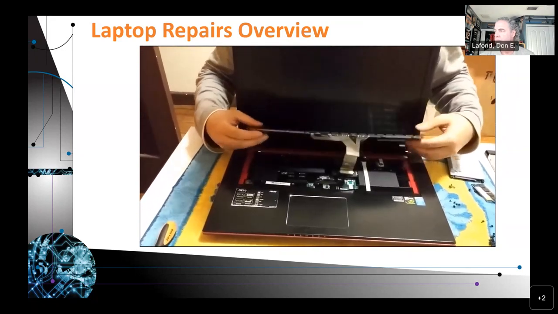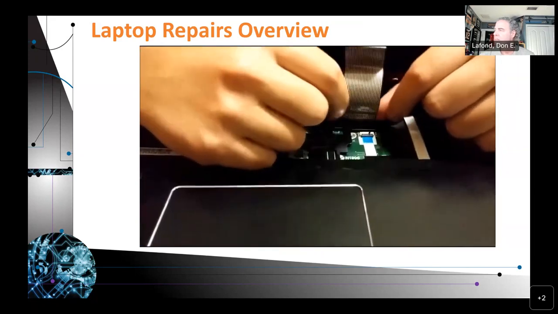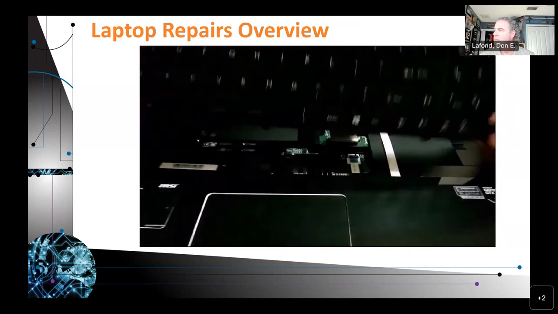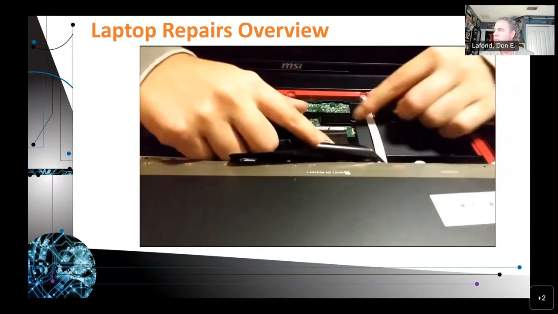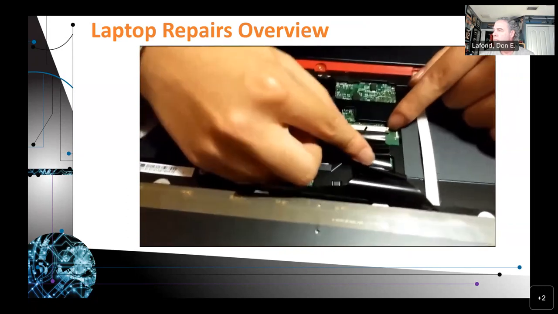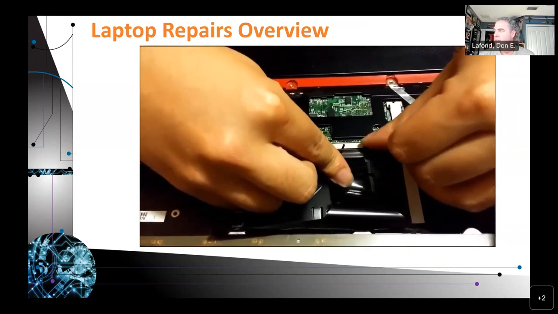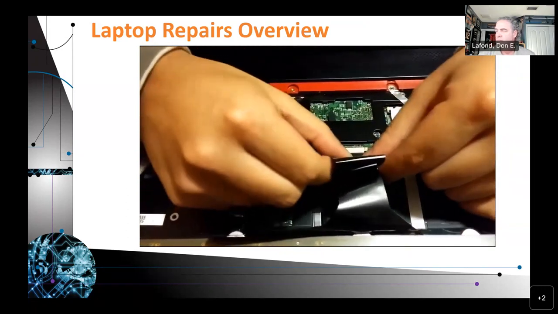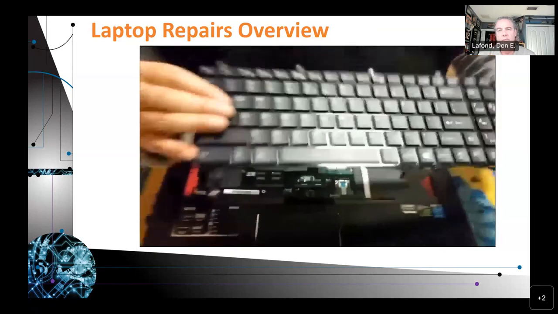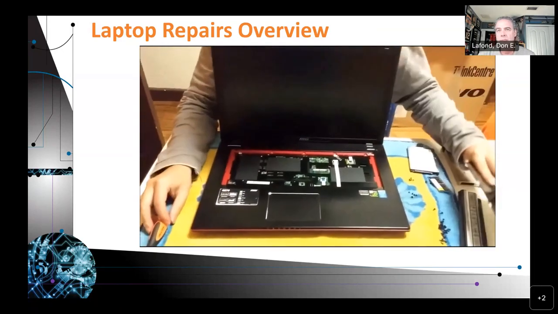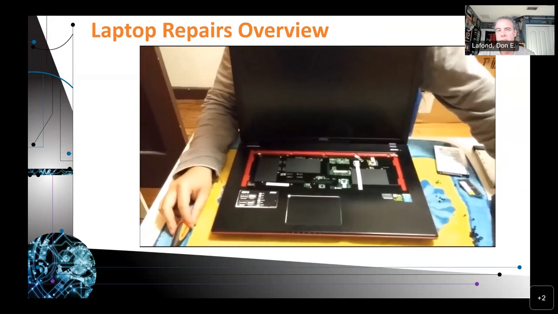How about the big one? It's easy, the big one now. Can see it? Yep. Same here. You push the black tab forward and it releases the keyboard. And that's it.